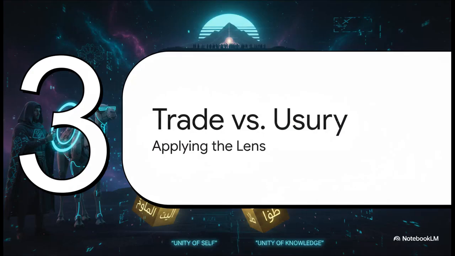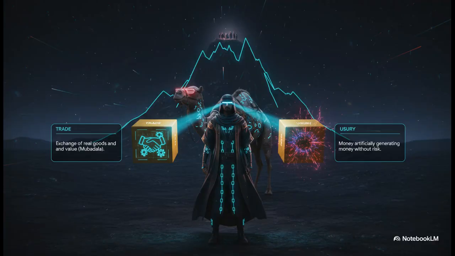Moving into Section 3, trade versus usury. Let's look at exactly how this logic plays out in a real-world scenario. Imagine you're out in that desert and you stumble upon two glowing golden cubes. They look totally identical. On paper, they both generate a profit. But a deep scan with our lens of truth reveals a massive fundamental clash. On one hand, you have trade, or mubadala, which is the mutual exchange of real goods and value. On the other hand, you have usury, or al-riba, which is just money artificially generating more money without any real production or shared risk at all. One is a dynamic, real contribution that pumps value through society. The other is just a predatory illusion that sucks it dry.